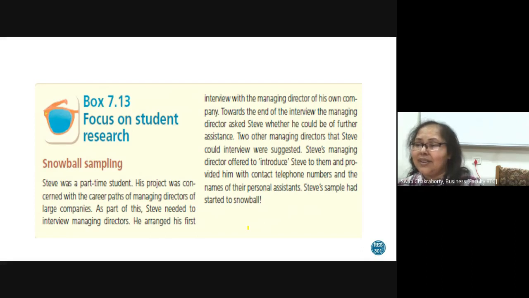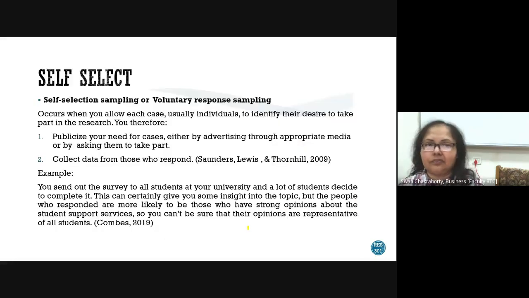Two other managing directors that Steve could interview were suggested. So Steve's managing director, what happened? He offered to introduce Steve to them and provided him with the contact numbers and the names of their personal assistants. So what happened? Steve's sample had started to snowball.